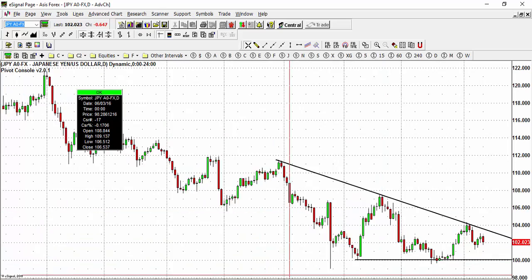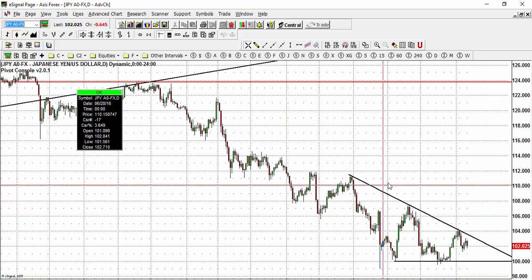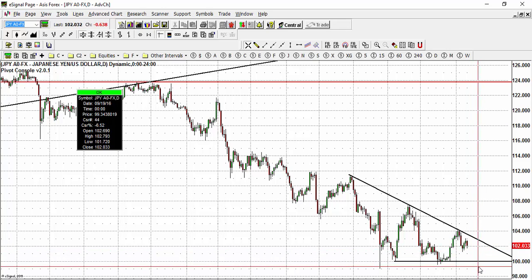So we could be at a point where this is a triangle in a downtrend, and we could break below, or we're looking to see if we can break below this 99 level. There's a spike low down here. This was, I believe, after the Brexit vote. So we'd like to close below that spike low also.